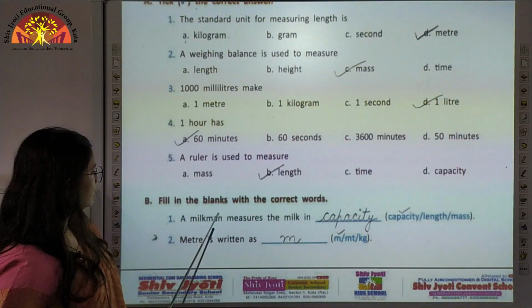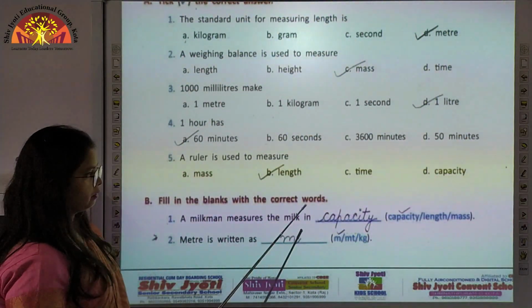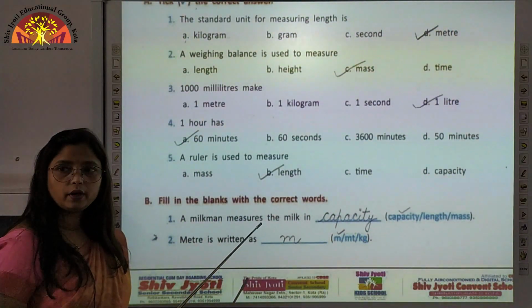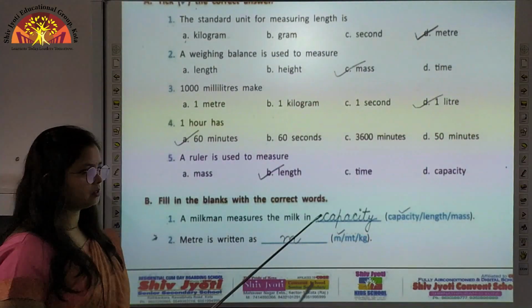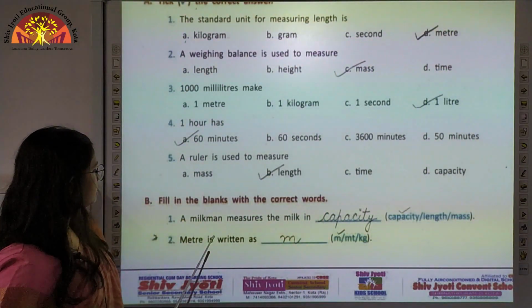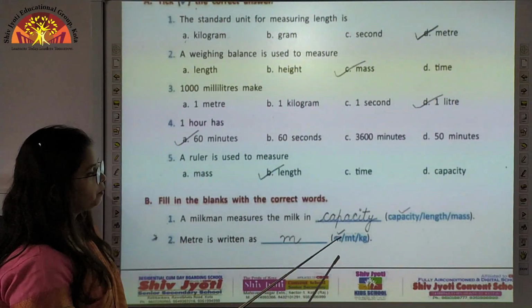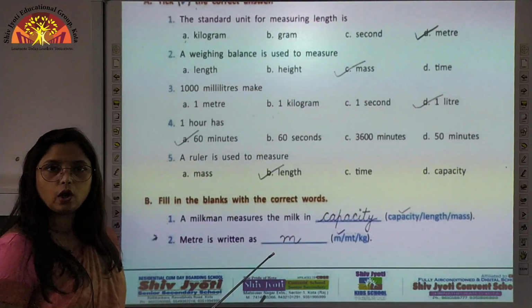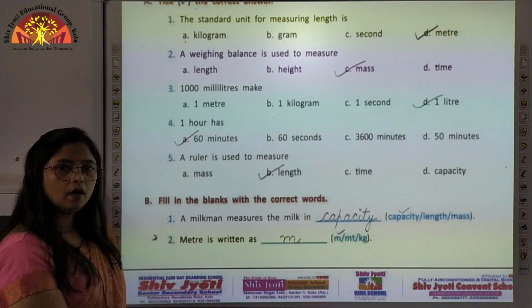First, a milkman measures the milk in capacity, length or mass. So here milk is a liquid and liquids are measured in capacity. So we will write capacity over here. Second, meter is written as small m, small t or kg. So children, meter is written as small m. So we will write small m over here.